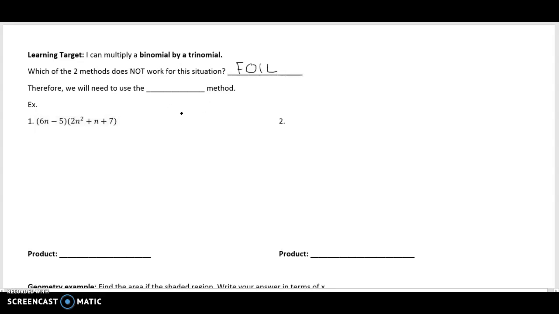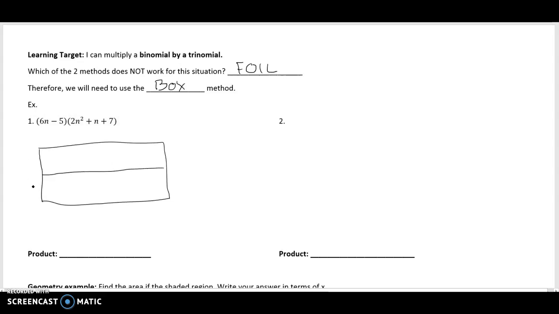You will see that a version of FOIL will work, but it's very tricky because it's easy to miss a term. So I'm just going to tell you right away, I want you to use box when you're doing a binomial by a trinomial. Okay, so here's what it looks like. You set up a big box. This box might be really bad. Make it big because we have a bi by a tri.